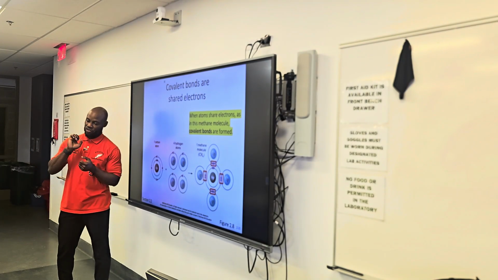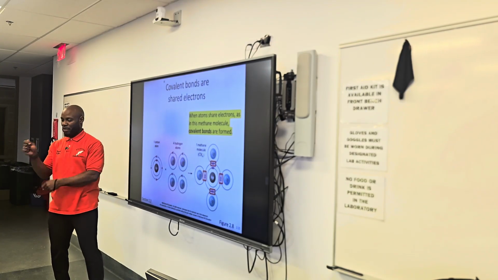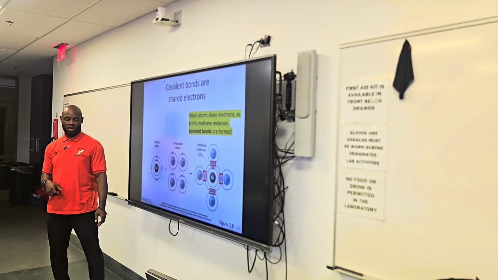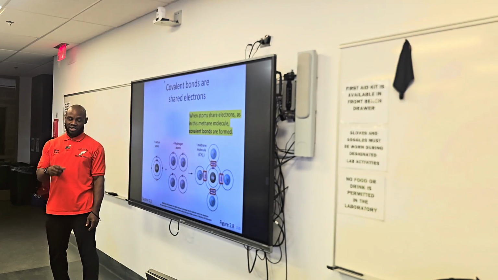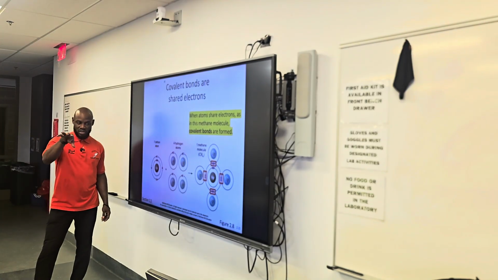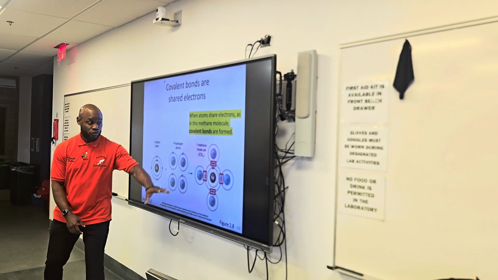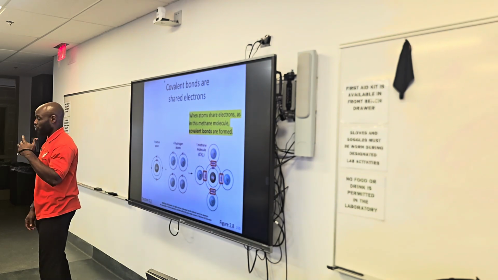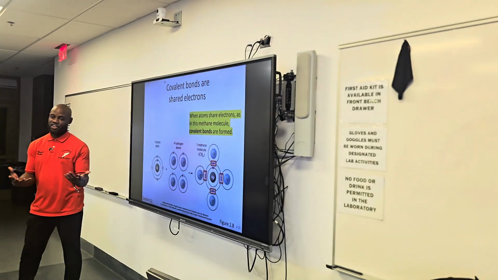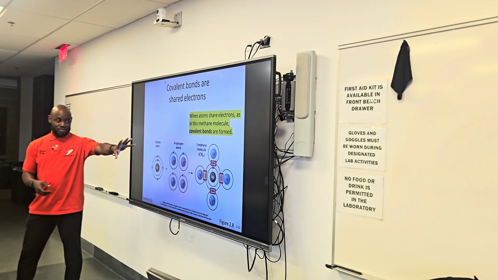When atoms share electrons, it's called a covalent bond. All right, they're sharing those electrons. So you're giving me an electron to fill my outer shell, I'm giving you an electron to fill your outer shell, and so those electrons are being shared by both of us, by in this case, the hydrogen and the carbon. Those electrons are being shared, and therefore each element has its outer shell fulfilled.